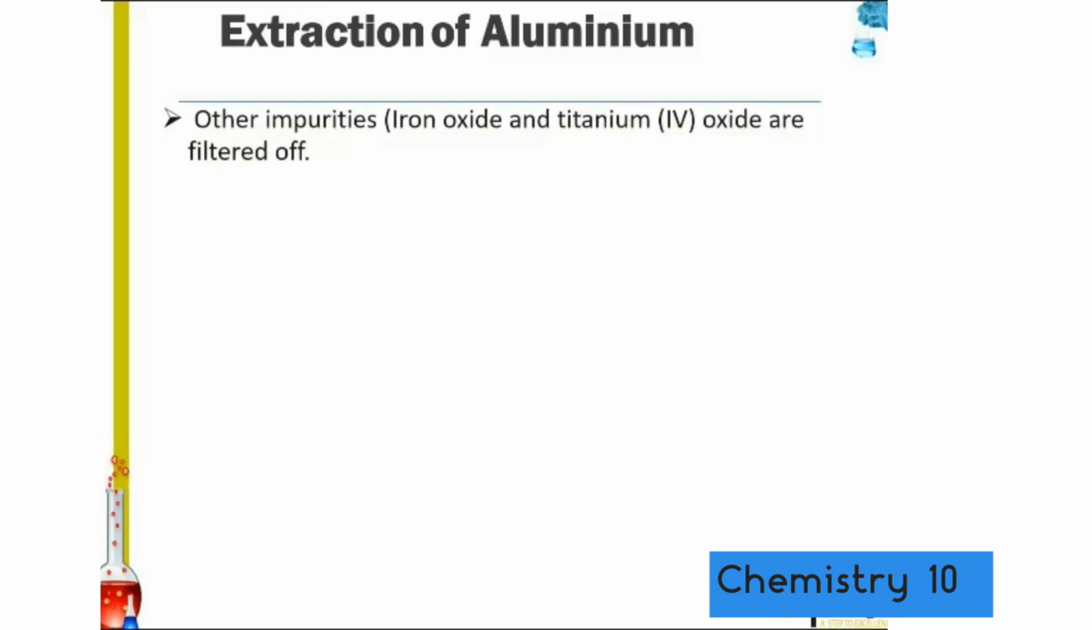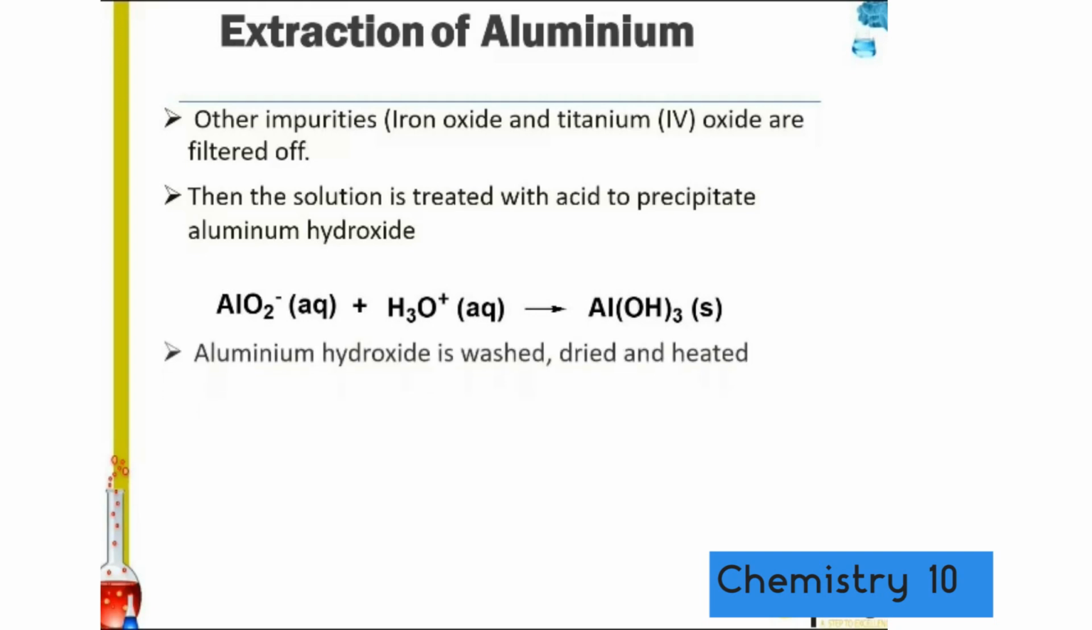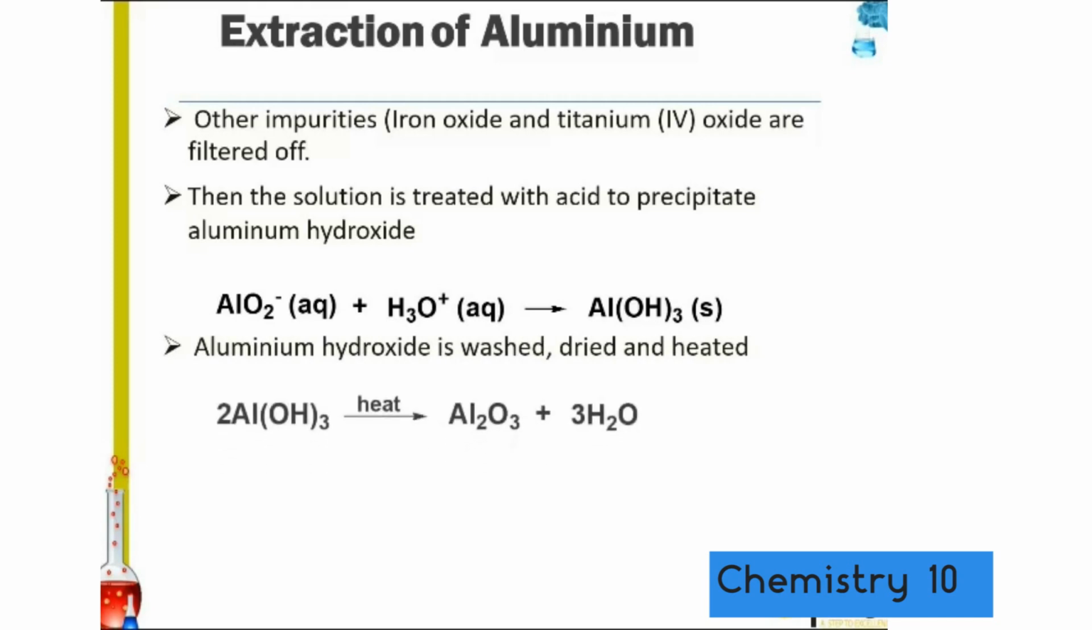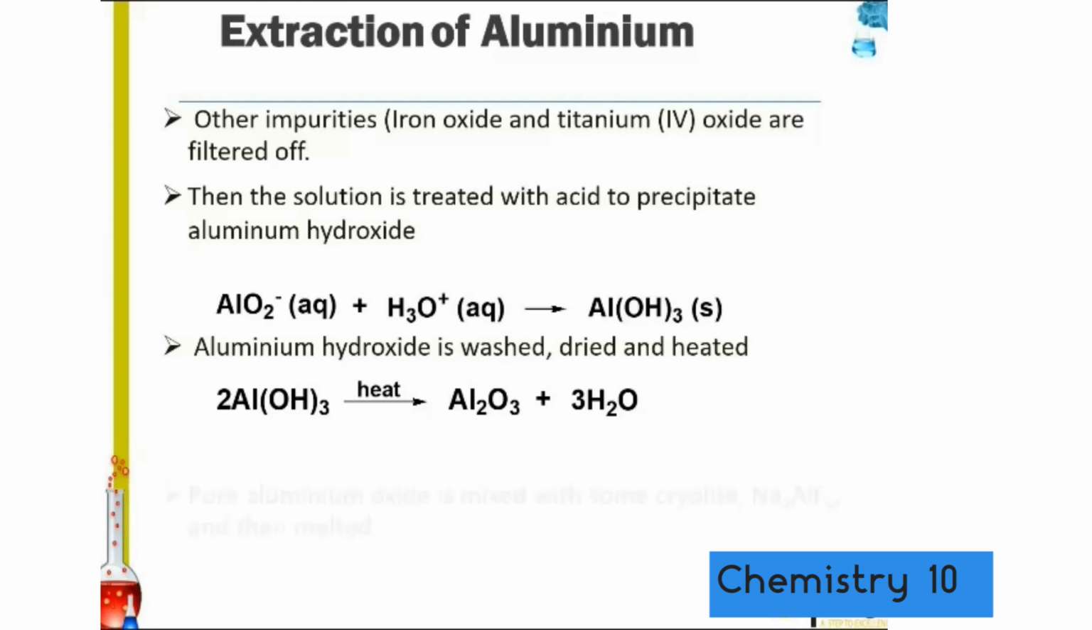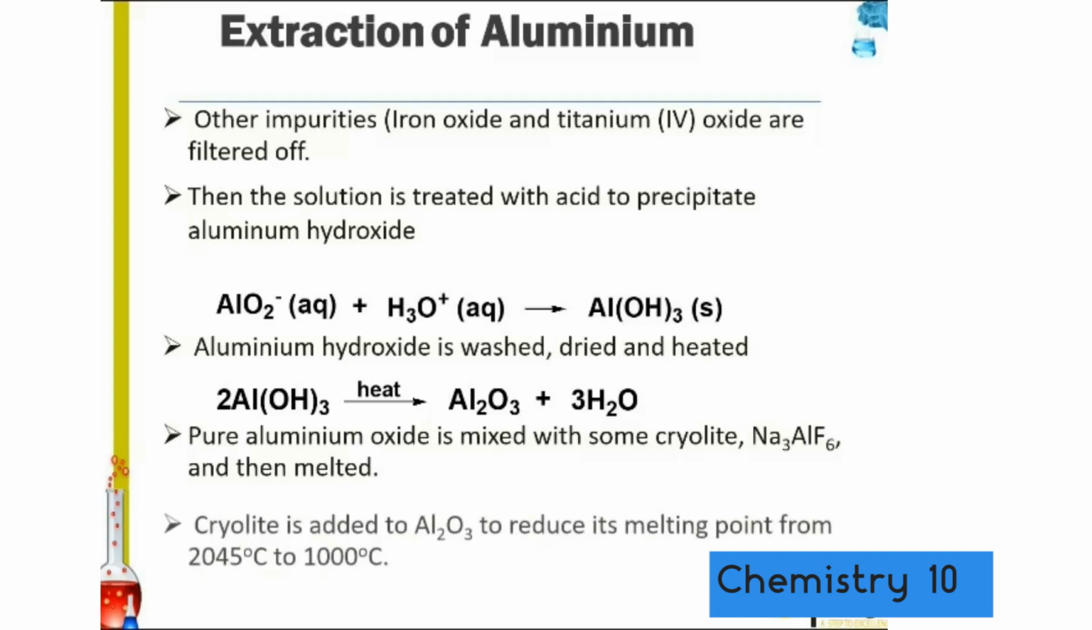The other impurities, such as iron oxide and titanium oxide, are filtered off because they remain insoluble. The solution is then treated with acid to precipitate the aluminum hydroxide, which is shown in this reaction. The aluminum hydroxide is then washed, dried, and heated, forming an aluminum oxide. The pure aluminum oxide is then mixed with some cryolite and then melted.